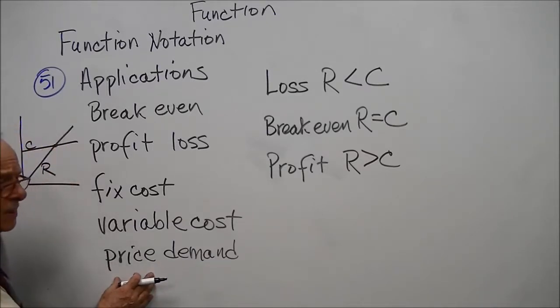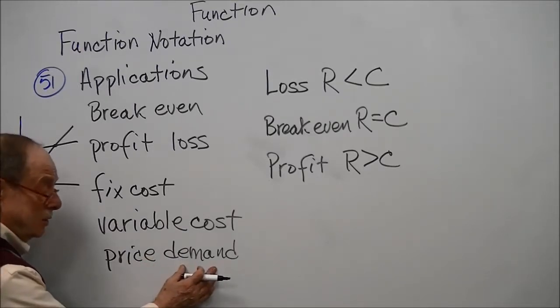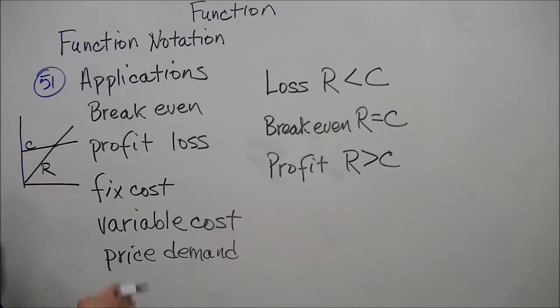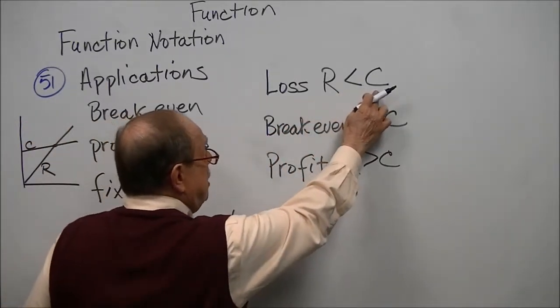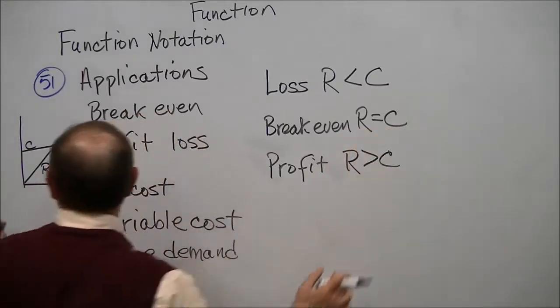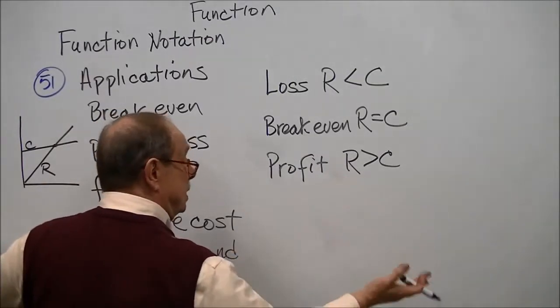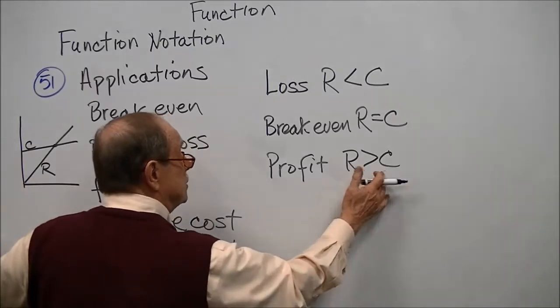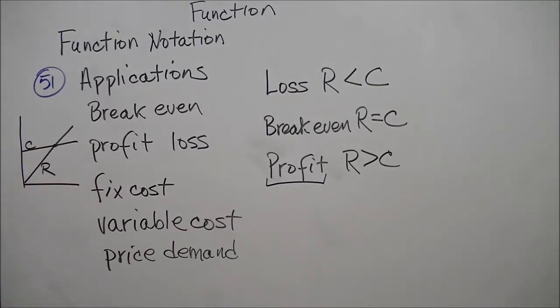Price and demand. We know if something is too expensive, people aren't going to buy it. So there has to be a point where the price is such that you get the demand for your product. Again, this is a little bit of economics that I'm not an expert in, but it gives you an idea what these words are. And then mathematically, we can say that if your revenue is less than your cost, you have a loss. If your revenue equals your cost, that's what we have here, at this point, you break even. And then if your revenue, that is the money from selling the product, is greater than your cost, you have a profit.